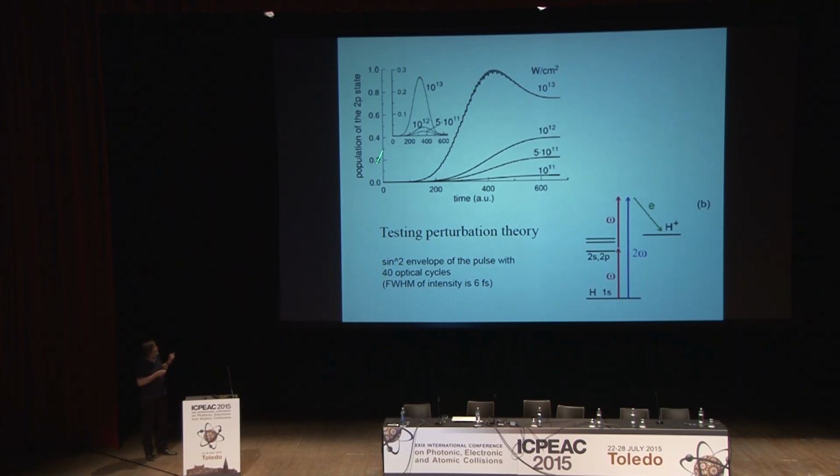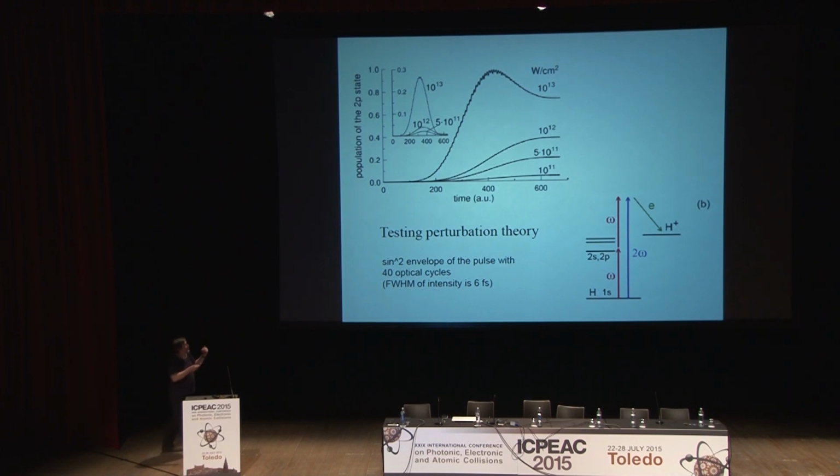So, this is the population of the 2p state for the pulse with a sine-squared envelope of 40 optical cycles, which is 6 femtoseconds full width at half maximum, and in total about 17 femtoseconds. And these are different intensities, and this is the population. For 10^13 peak intensity, we have almost full Rabi oscillation.